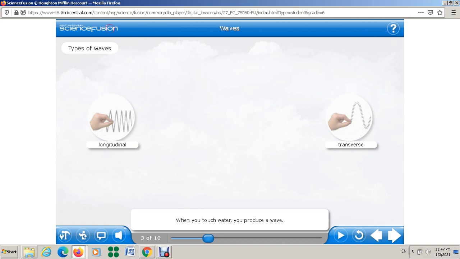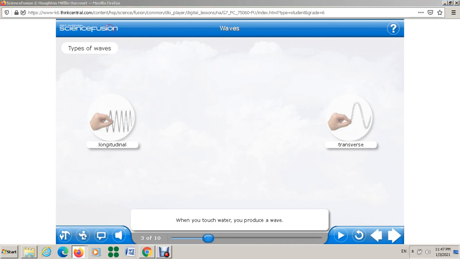Actually, in this video we want to define what a wave is. We want to distinguish between a wave and its medium. Then we want to differentiate between longitudinal and transverse waves, and then we want to describe properties and give examples of mechanical waves and explain the major differences between mechanical and electromagnetic waves.